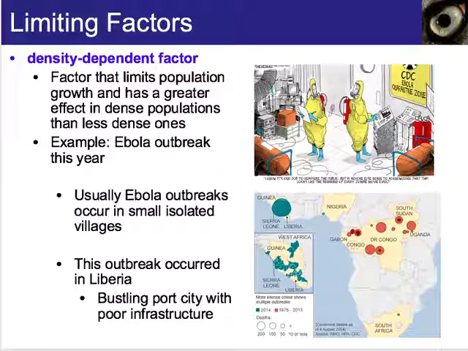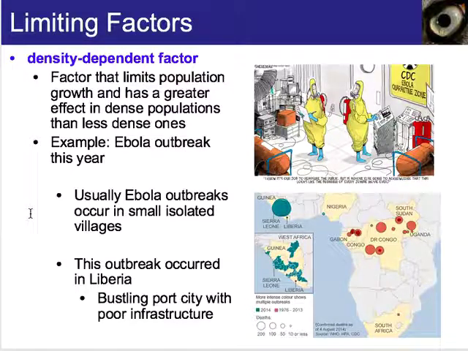So here's again, density-dependent factors. These are factors that limit population growth and has a greater effect on dense populations than less dense ones. Here's an example of one: the Ebola outbreak that's been happening over the past few years. Usually, Ebola outbreaks occur in small, isolated villages. So you might hear it on the news, and then all of a sudden, Ebola goes away.